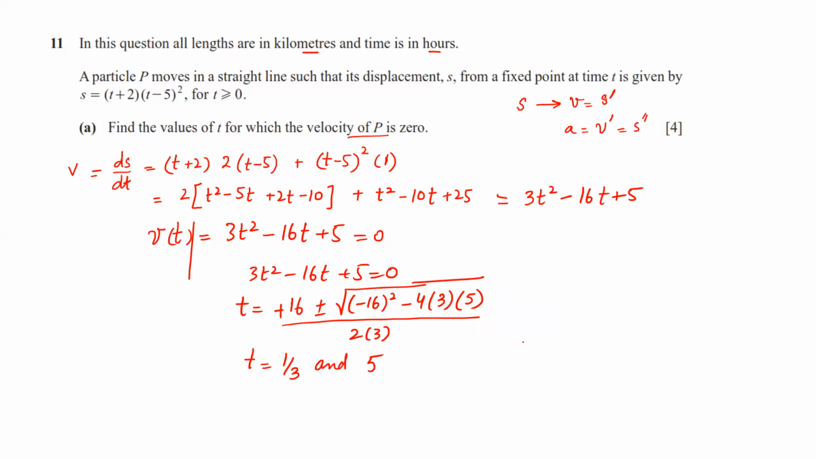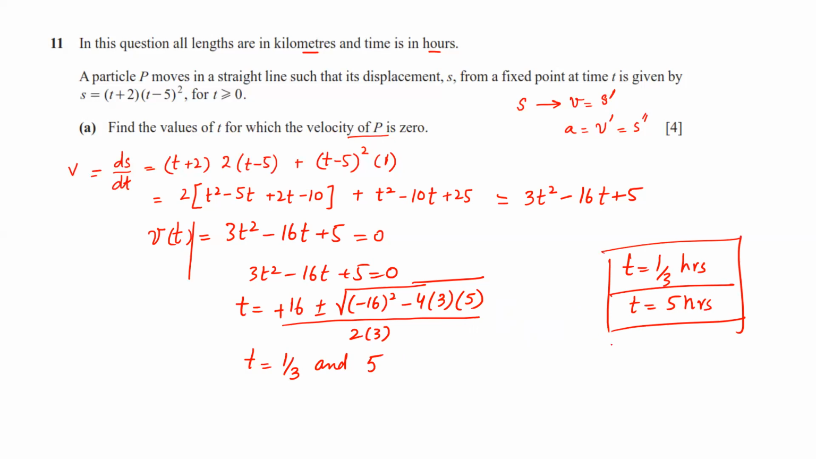So the values of t are t equals 1 by 3 hours and t equals 5 hours. These are the two values of t when the velocity is equal to 0. So this is my answer to the first part.